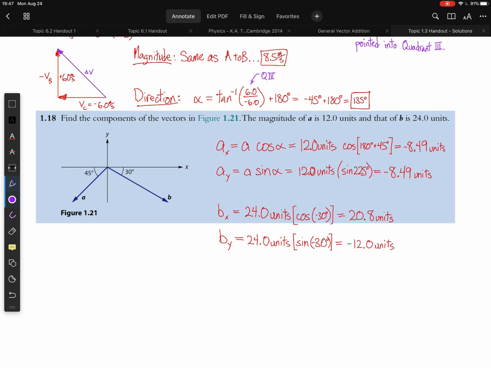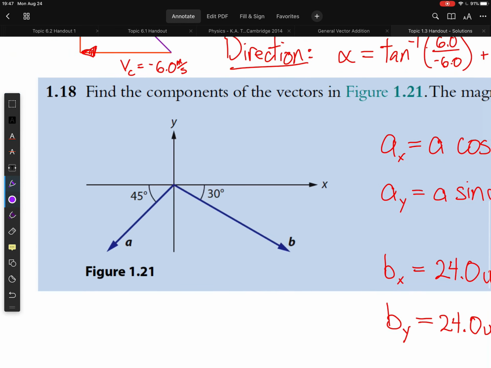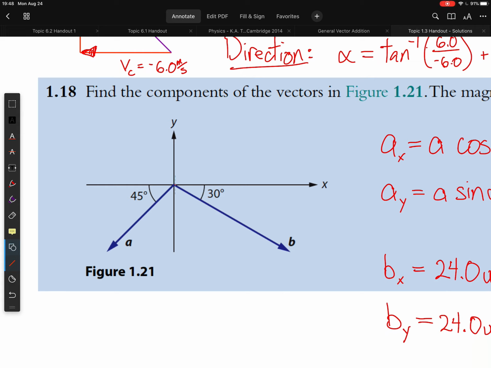All right, 1.18, find the components of the vectors in figure 1.21. This should be fairly clear, but let me point out the only thing that is perhaps not clear. Your angles should generally be measured from the x-axis pointed toward the right. Okay, so this is the convention that is just always the case.